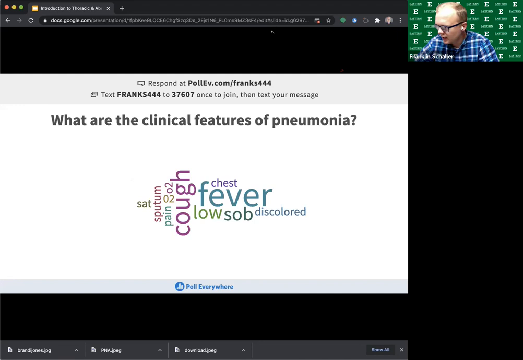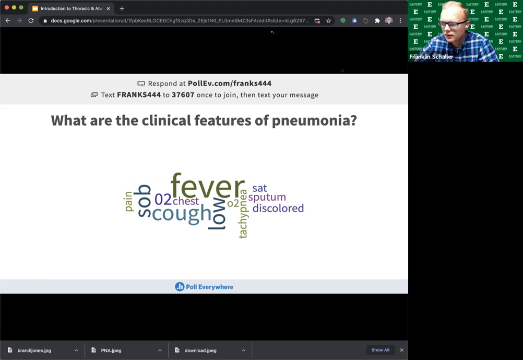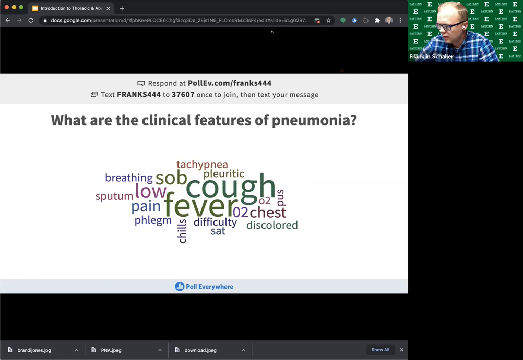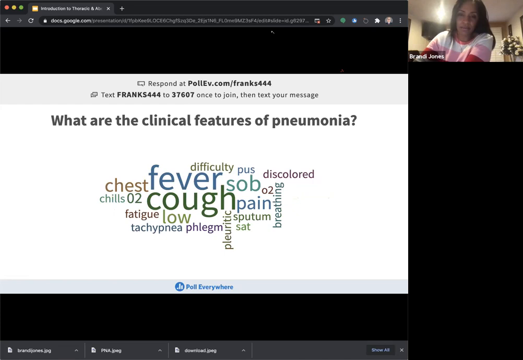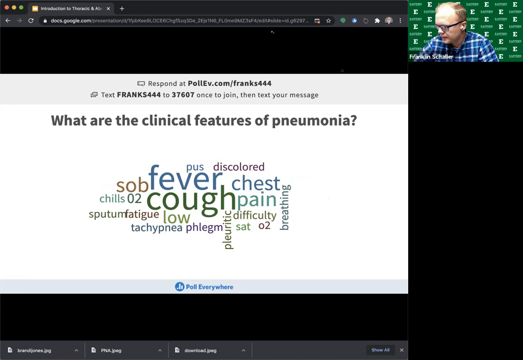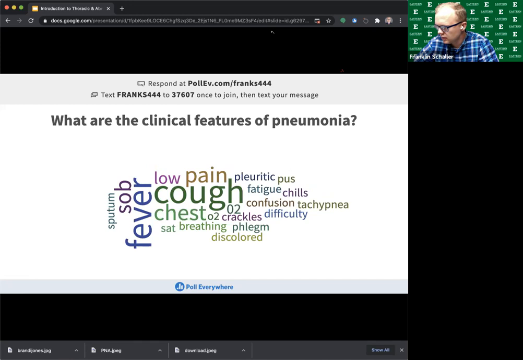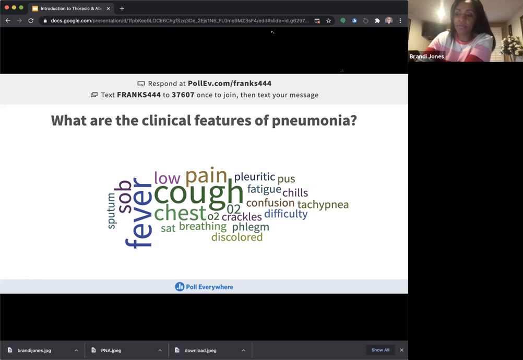This one's turning out kind of cool. I like this. It's like building a little word collage. Would you add chest pain? There you go. Chest pain, maybe back pain. Mm-hmm. This is awesome. Tachypnea, crackles. Abdominal pain from pleuritis are of a pulmonary process too. I would agree.